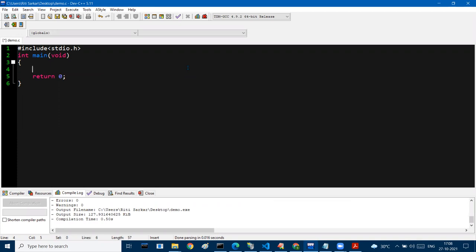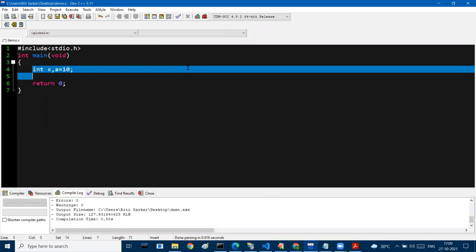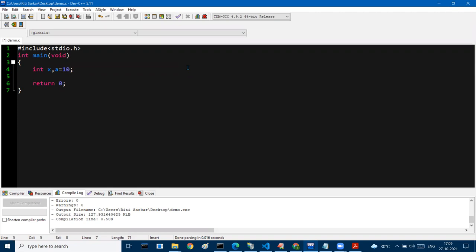Let us assume I have a variable int x and a is equal to 10. The value of a is 10 and x is not initialized. Then I'm writing here x is equal to sizeof(a++) ? printf("Learning C is fun") : 0. Here I have the statement learning C is fun, colon zero.